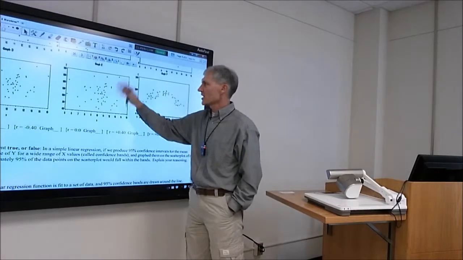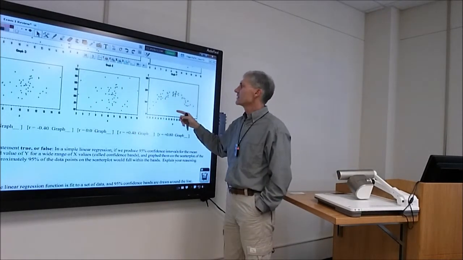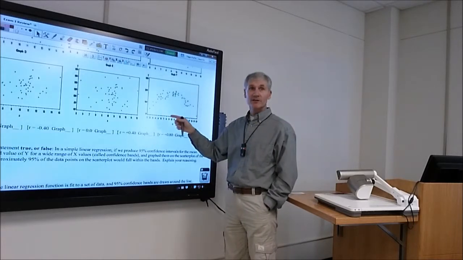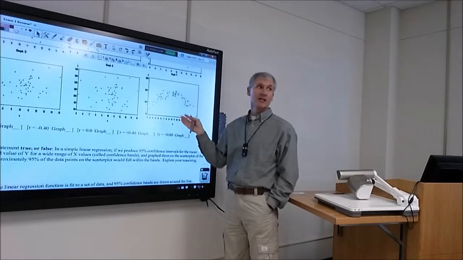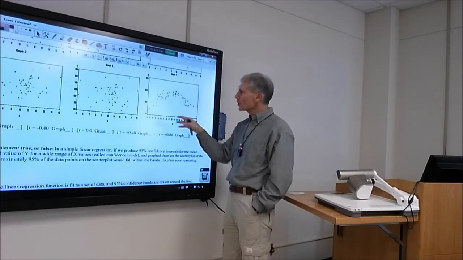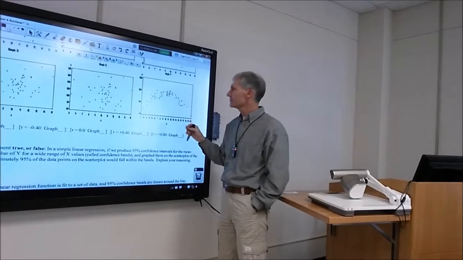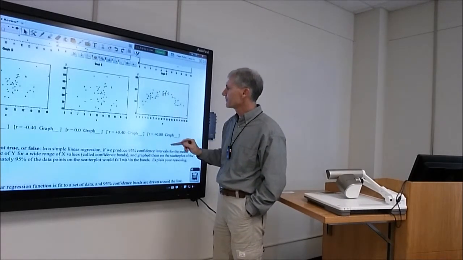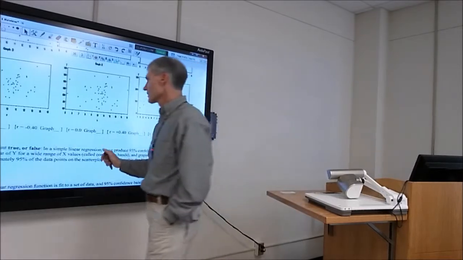Right, here it looks like a shotgun blast, so this would be R equals 0. And then the next one is R equals 0 too, right? This one's R equals 0 because there is a strong relationship, it's just not a linear relationship, and there's no prevailing up or down to it. So you get R equals 0. So it's okay that they're both 0. Yeah, they're both 0. Okay.